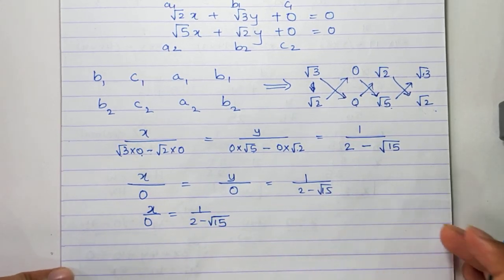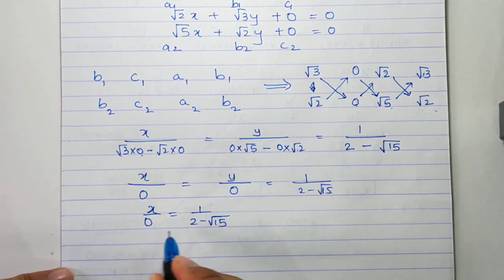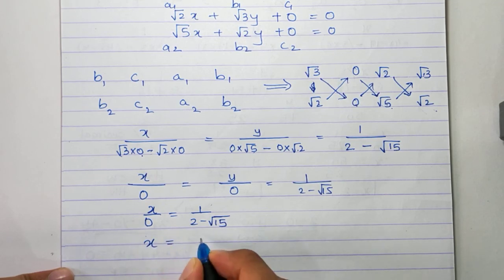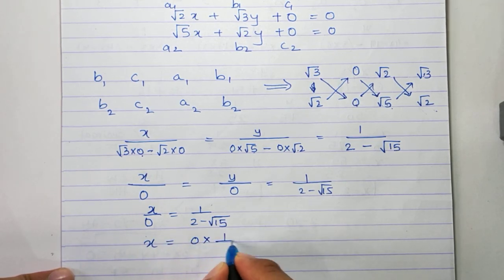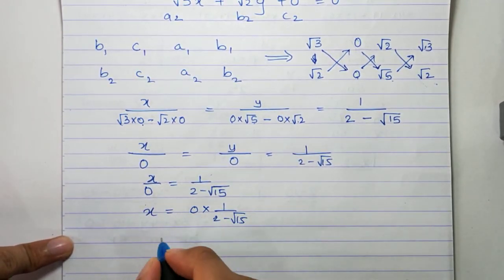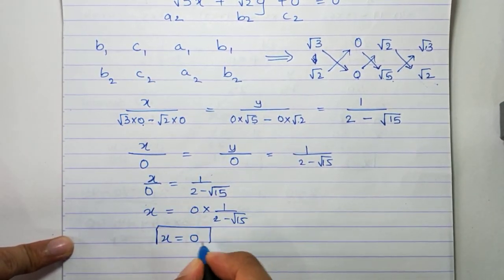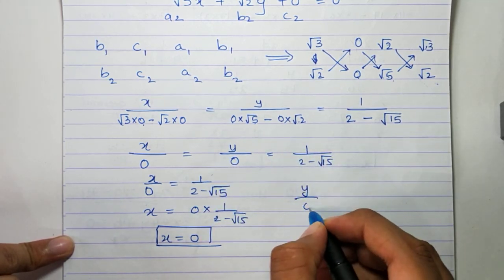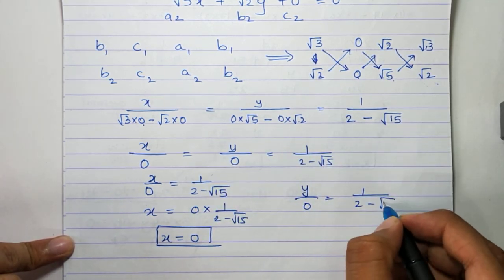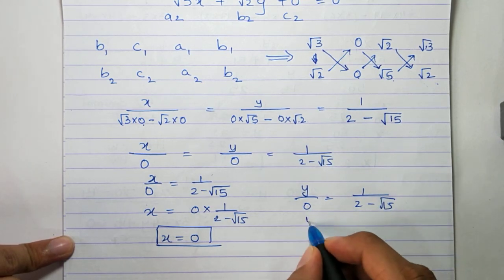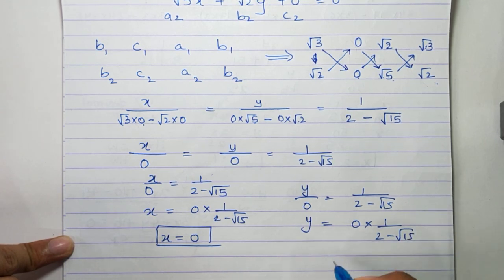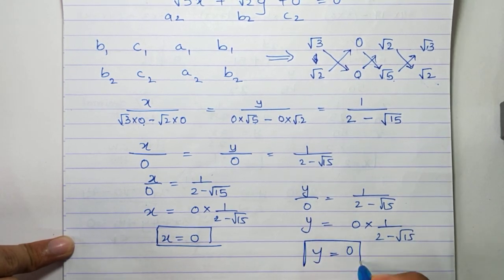2 minus root 15. Now the 0 will go here and get multiplied with this fraction. So you will get 0 equals 0 into 1 upon 2 minus root 5. Anything into 0 is 0, so x is 0. Similarly for these two, y upon 0 equals 1 upon 2 minus root 15. The 0 will go here and effectively make this fraction 0, so you will get y also as 0.